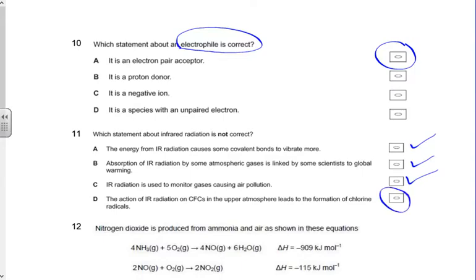So D must be incorrect. The action of infrared radiation on CFCs does not lead to the formation of chlorine radicals, because it's the action of UV light that does that.